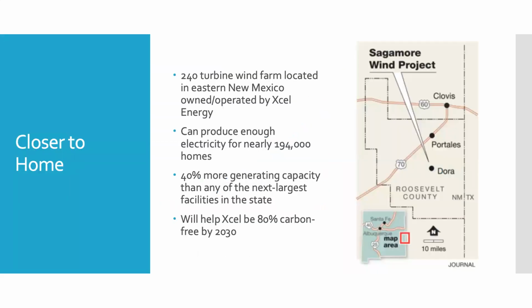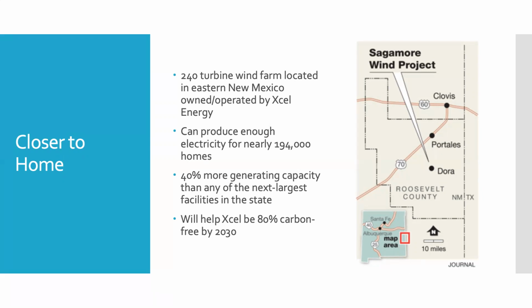And just to provide a little example closer to home, there is actually a 240 turbine wind farm located in eastern New Mexico, which is owned and operated by Xcel Energy. This is the largest wind farm in New Mexico, and the energy production started at the beginning of this year, and it can produce enough electricity for nearly 194,000 homes. And there's also 40% more generating capacity than any of the next largest facilities within the state.